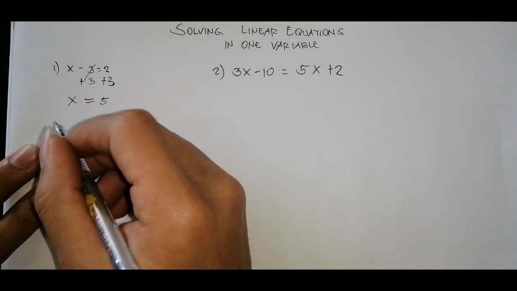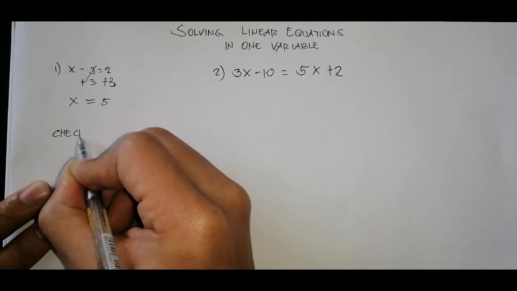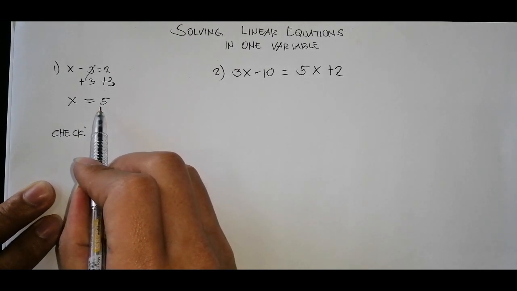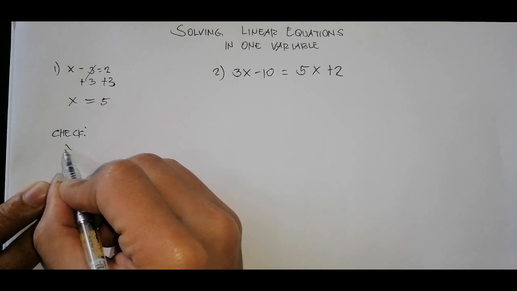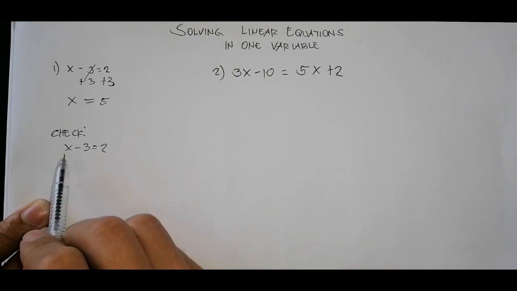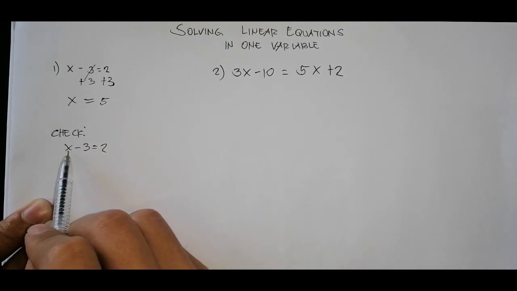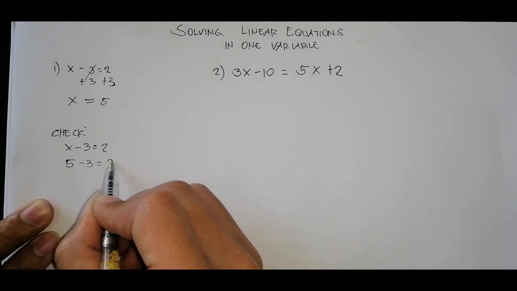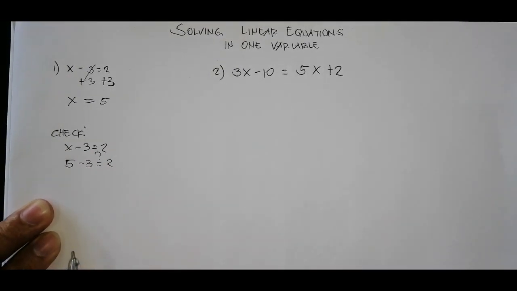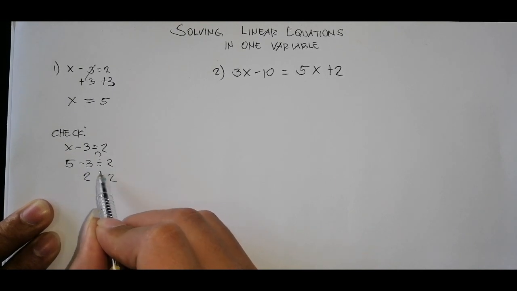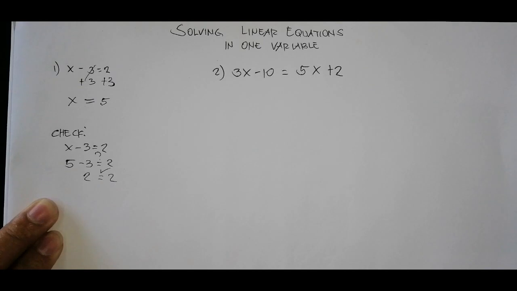So let's try to check that one. We're going to substitute the value of the variable into the equation. The original equation is x minus 3 equal to 2. Now we substitute the value of x, which is equal to 5. So that would be 5 minus 3 equal to 2, question mark. And 5 minus 3 is 2, so 2 equal to 2. So we have the correct answer. That's for example number 1.